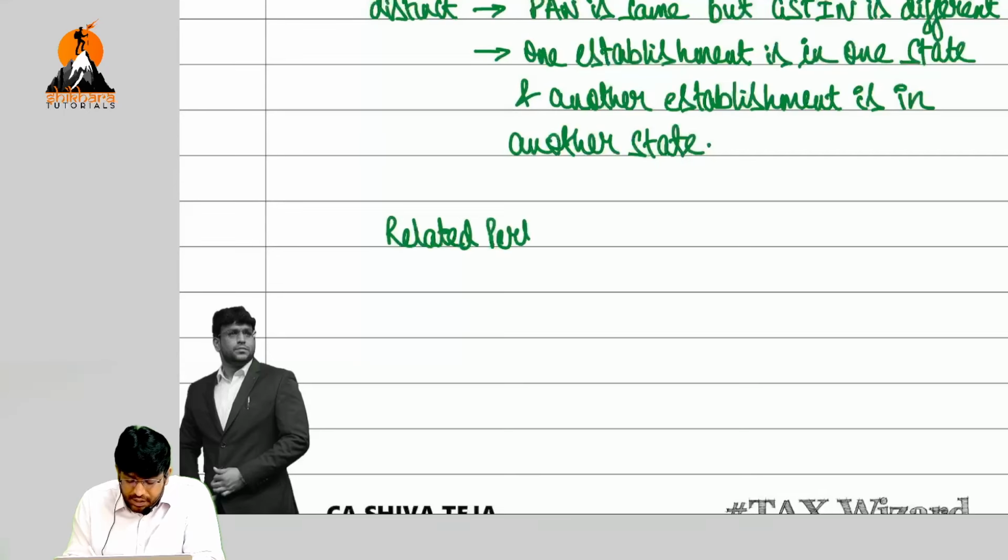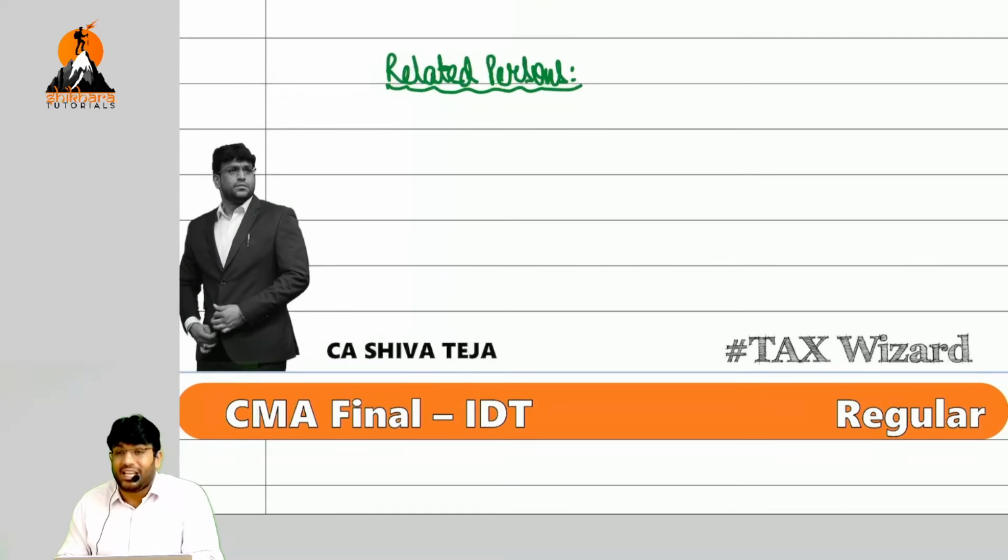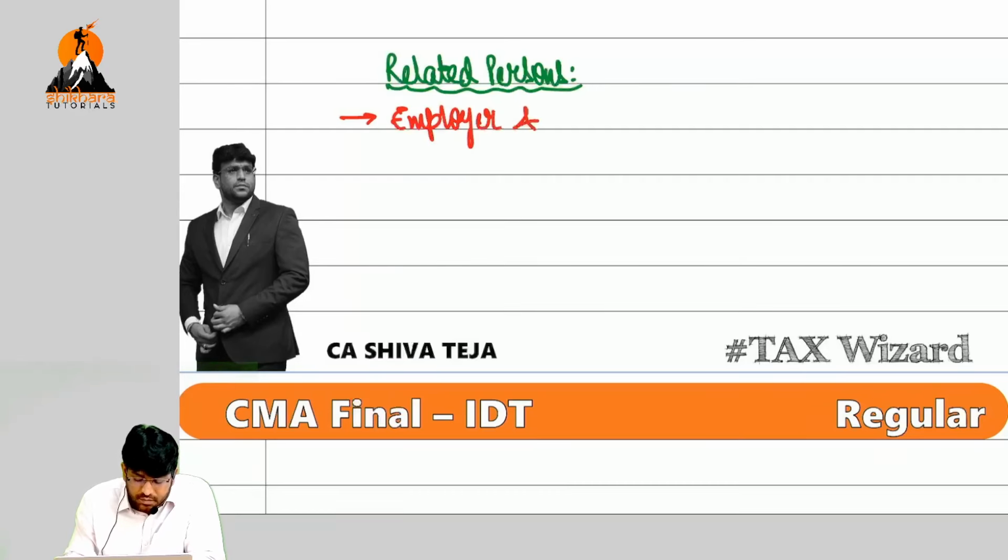Related persons. Very, very important word. Who are related persons? Now don't tell me income tax language of related person, brothers and sisters or parents of individual, lineal ascendant, lineal descendant. All that is not there. Here it is very much different. Here related persons means, number one, employer and employee.